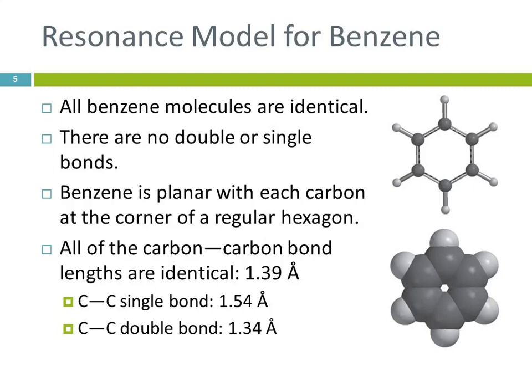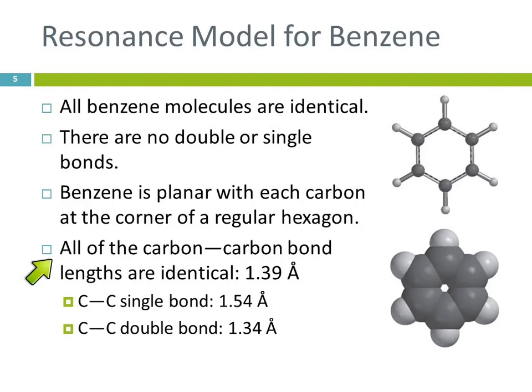So the resonance model for benzene tells us that all benzene molecules are identical. There's no double or single bonds. It's not flipping back and forth. Benzene is a planar molecule, and each carbon is at the corner of a regular hexagon. So we have a regular hexagon. All these bonds are the same length, and they lie flat in a plane. Here's the space-filling model.